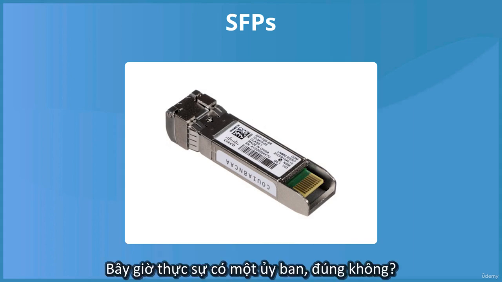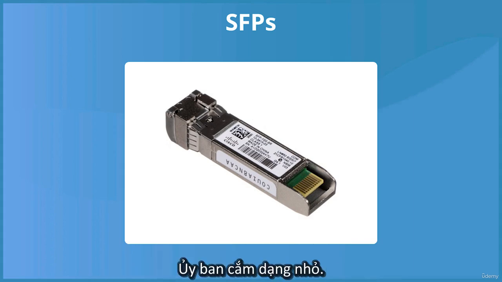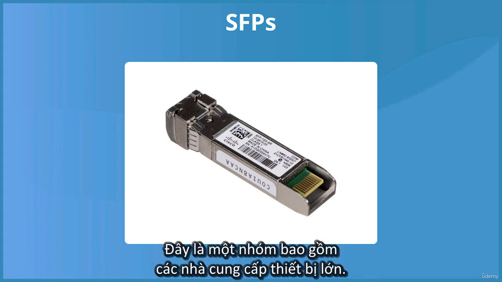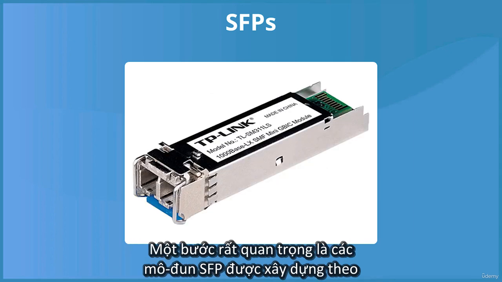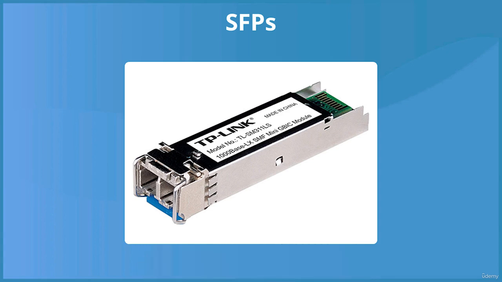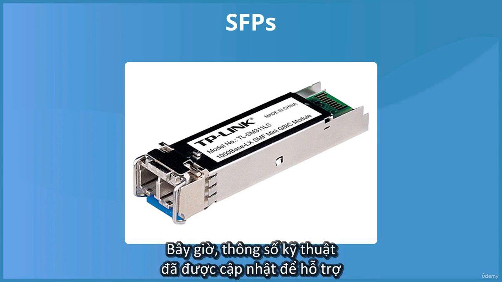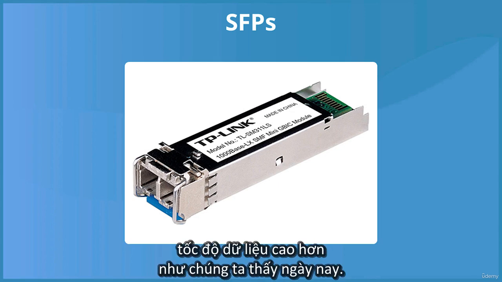Now, there is actually a committee, right? The Small Form Factor Committee. This is a group consisting of major equipment vendors. They created the SFP specification, first published in 2001. Very important step, though. SFP modules built to the initial specifications support data rates of up to 1 gigabit. Now, the specification has since been updated to support increased data rates like we see today.